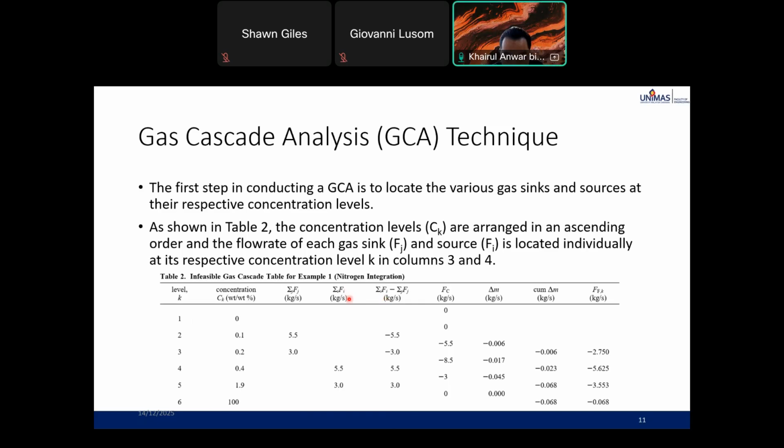So F_i minus source minus C. This is F_i. This is C. So pay attention, this one is source minus C. So automatically 0 minus 5.5 is negative.